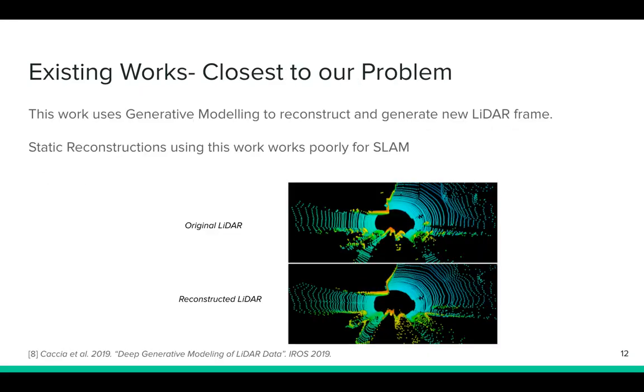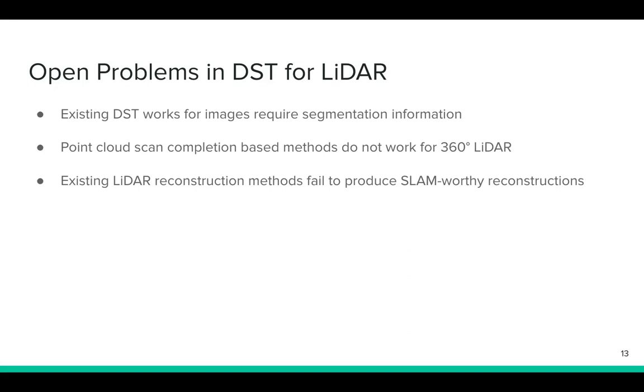This is the closest work that relates to and can be adapted to our problem and uses generative modeling to reconstruct and generate LiDAR frames. However, the reconstruction obtained using this work fares poorly when used for SLAM. But merely applying the existing works for our problem statement has the following limitations. Existing DST works explicitly require segmentation information, which is often hard to obtain in a new environment. The shape point cloud based scan completion methods also do not work when adapted to LiDAR point clouds. Finally, these methods fail to generate high quality reconstructions, which are very important for downstream autonomous navigation tasks like SLAM.